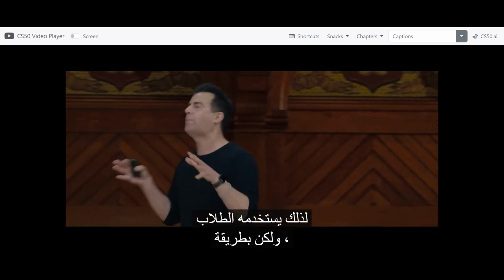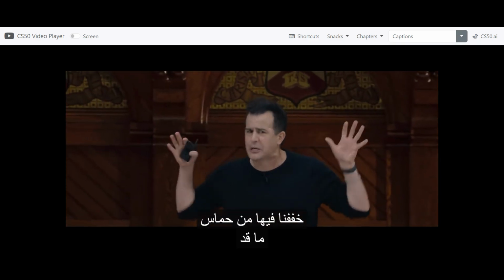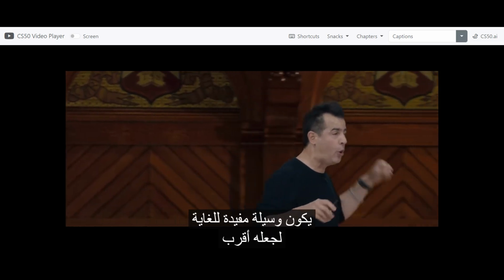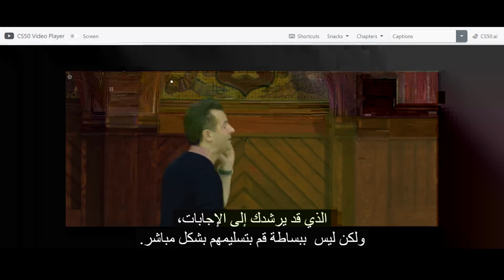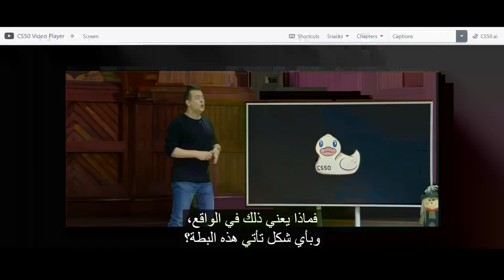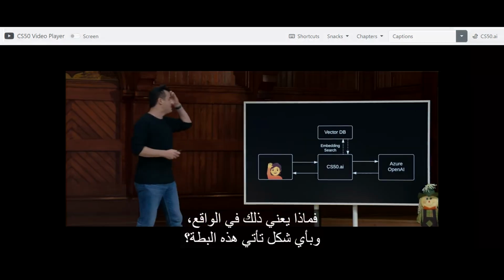So students are using it, but in a way where we have tempered the enthusiasm of what might otherwise be an overly helpful duck to model it more akin to a good teacher, a good teaching fellow who might guide you to the answers, but not simply hand them outright. So what does that actually mean, and in what form does this duck come?